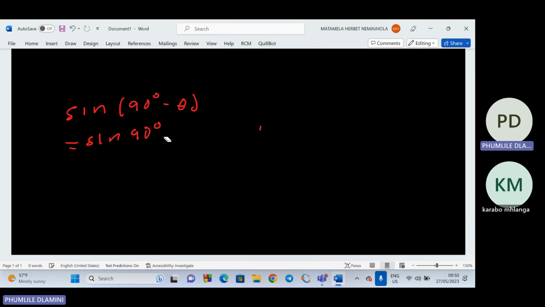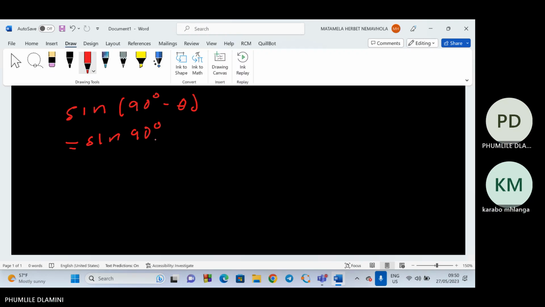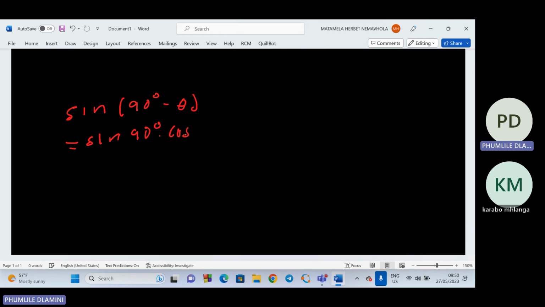It's supposed to be sine 90 cos theta, cos of theta minus cos 90 degrees sine theta. So sine 90, if you use your calculator, you might find that sine 90 equals 1. Normally there is no need for us to use a calculator.